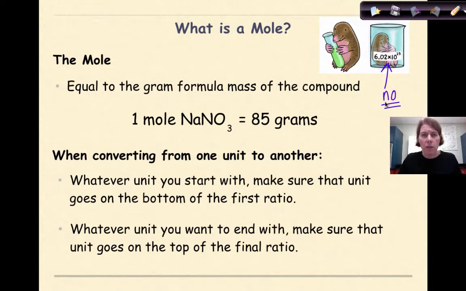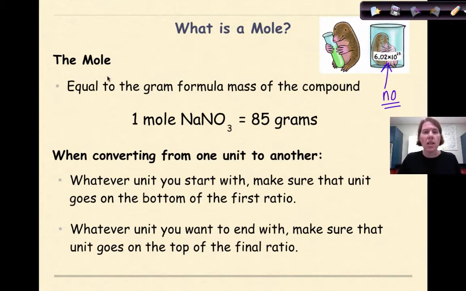It's not on our reference tables. It's not in the core. Is it good to know? Of course it's good to know, especially if you're going on to take something like AP Chemistry or chemistry in college in general. Avogadro's number, 6.02 times 10 to the 23rd. But for the Regents exam, you do not need to know it. You do not need to memorize it. You're not going to use it.